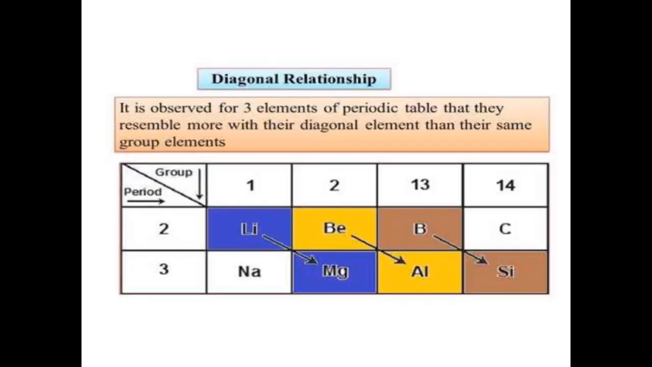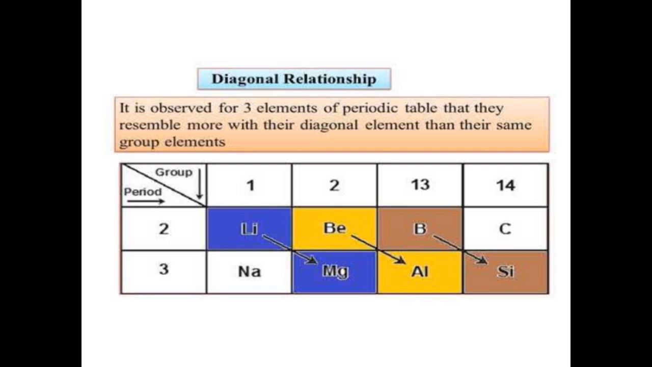Now, let's look at the special features or properties of the periodic table. Number one is the diagonal relationship. It has been observed that elements that are diagonally placed show similar characteristics. That's generally their diagonal relationship. For instance, we could say lithium and magnesium are diagonal, beryllium and aluminum, then boron and silicon have a diagonal relationship. What does that mean?